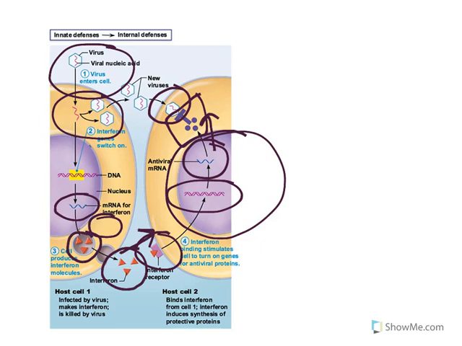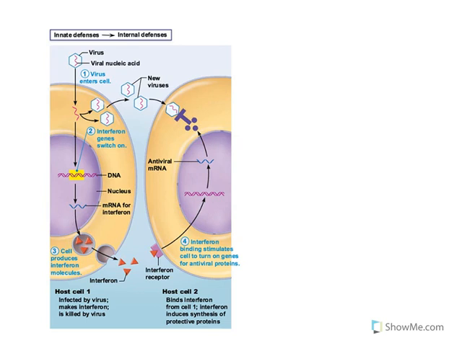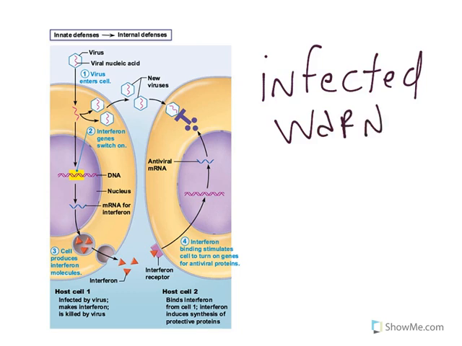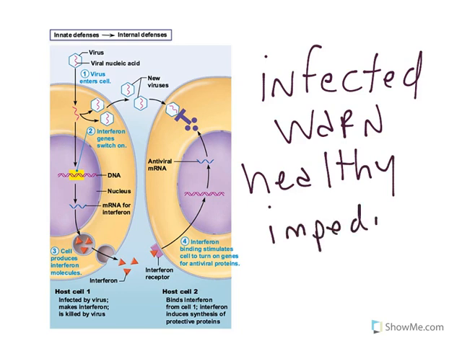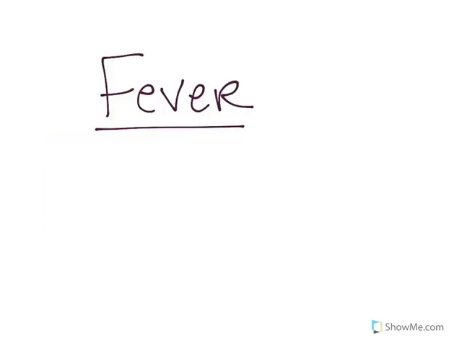So basically, the gist of this concept is that an infected cell will warn healthy cells that are neighboring it about the impending danger. So in this case, a virus. So it's kind of like your neighborhood watch. You've got one person who calls everyone and says, hey, look out, there's something shady going on.